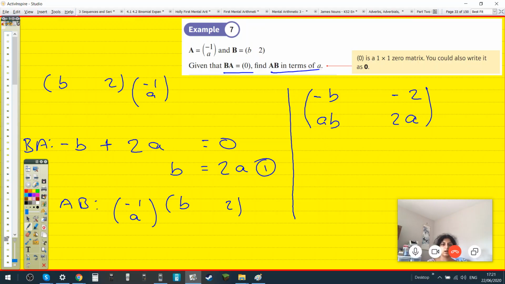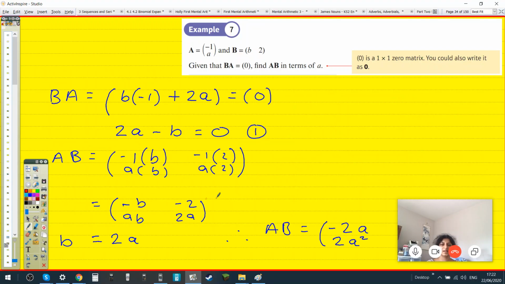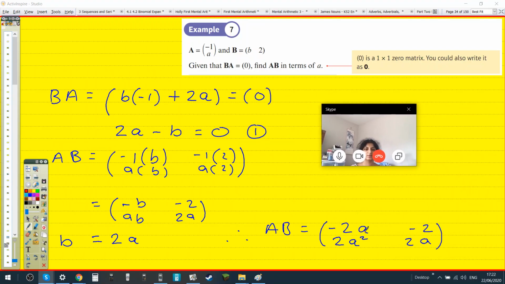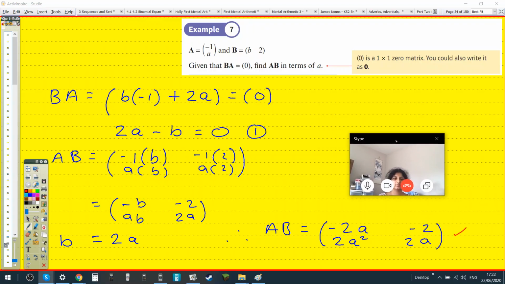They wanted... okay. So then you just substitute B is equal to 2A. So you just do minus 2A squared. Is that right? Mm-hmm. Yeah, and then minus 2 and then 2A. Let's just take a look. You just simplify, right? There we go. Minus 2A, 2A squared, minus 2, 2A. So they just wanted it in terms of A.